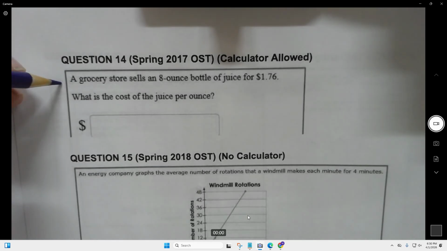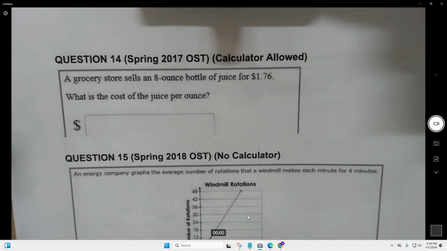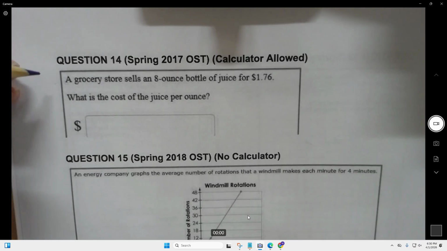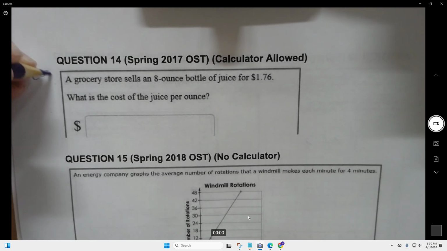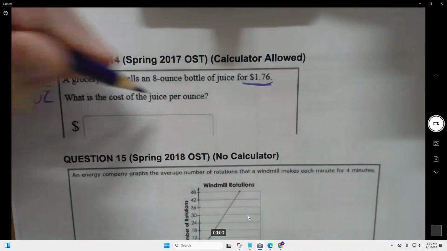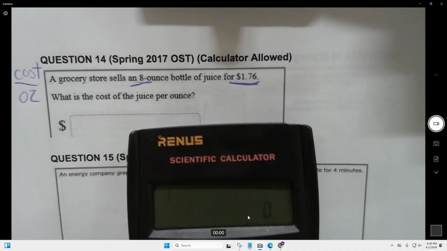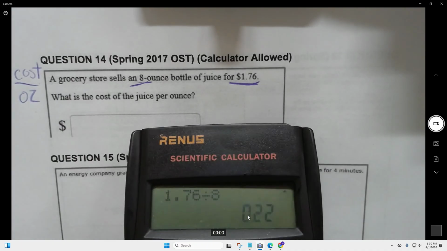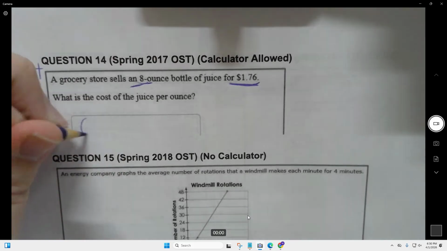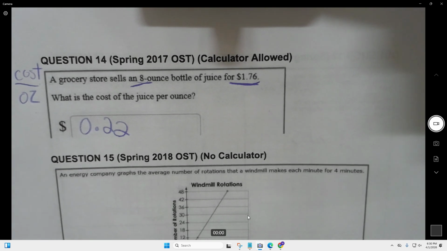A grocery store sells an 8-ounce bottle of juice for $1.76. What is the cost of the juice per ounce? Calculator allowed. Cost per ounce. 1.76 divided by 8. 22 cents per ounce. Done.